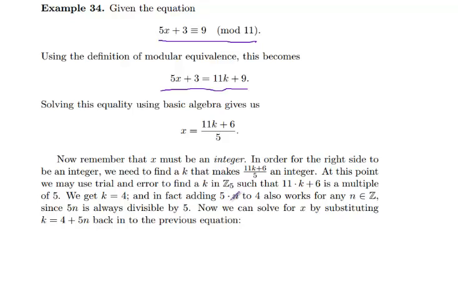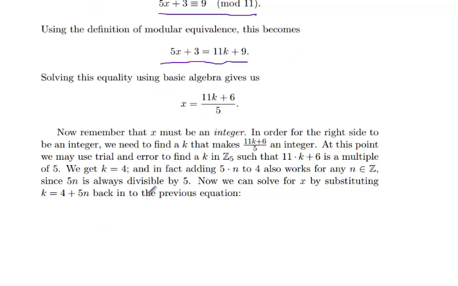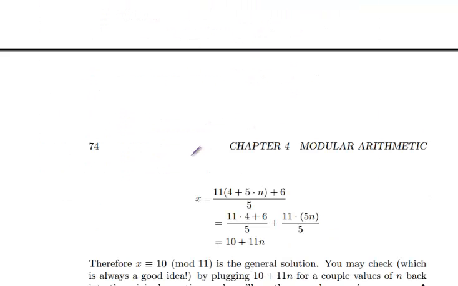And so it turns out that you get k equals 4. Now, if you add 5 times n to this value of k, you're still going to get an integer. Why is that? Because you've got a 5 in the denominator, and that 5 in the denominator will divide out the 5 here, and we'll still have an integer left. So we can actually make k equal 4 plus 5n, and that will all still make x be an integer. We plug that back in.